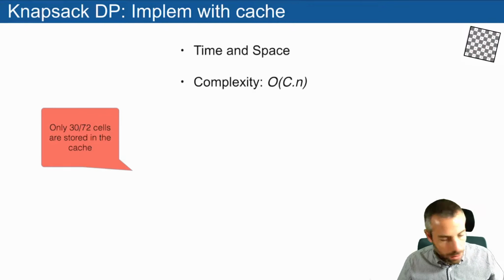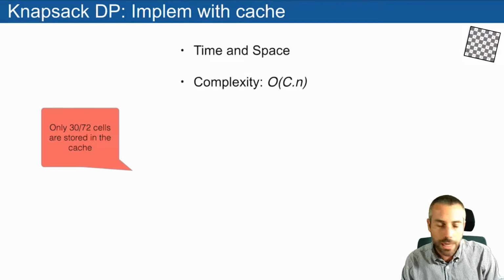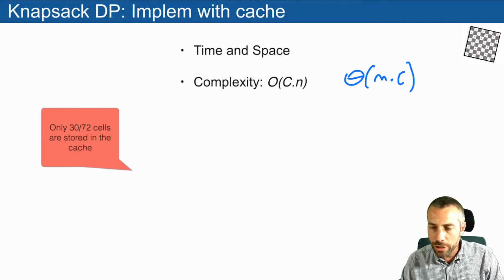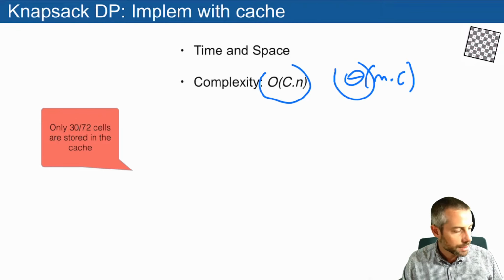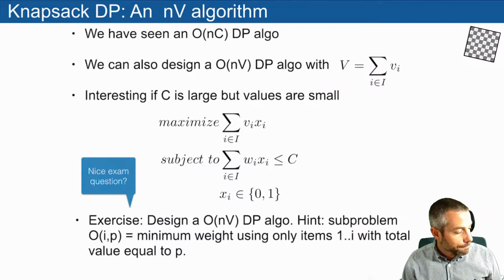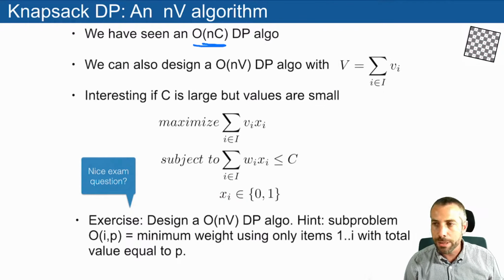In terms of complexity, using this hash table implementation, the complexity is order of c times n, while with the table implementation it was theta of n times c. So I don't have a better guarantee, but I have a worst-case time complexity instead of an exact time complexity. That's a little bit better. So the time complexity is n times c here with the dynamic programming algorithm.